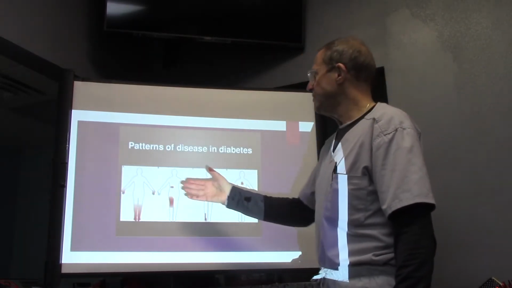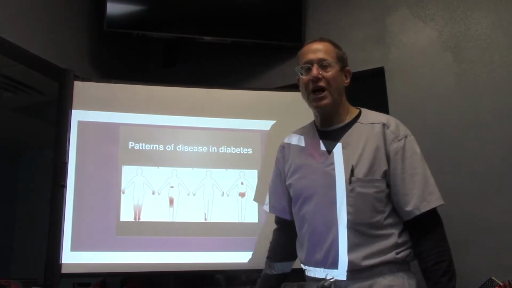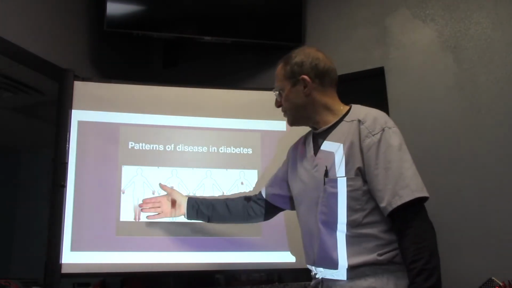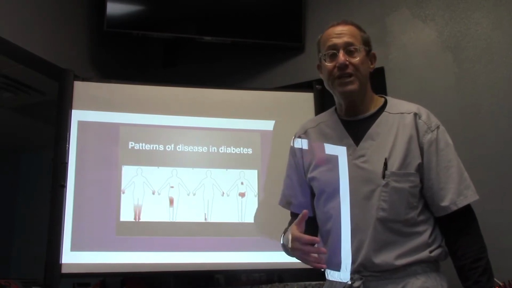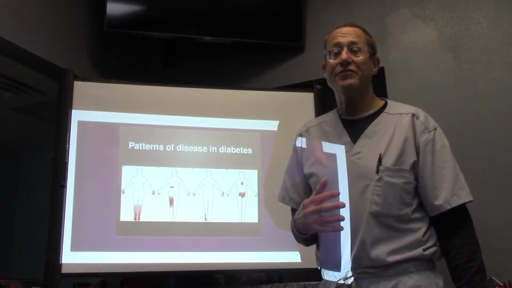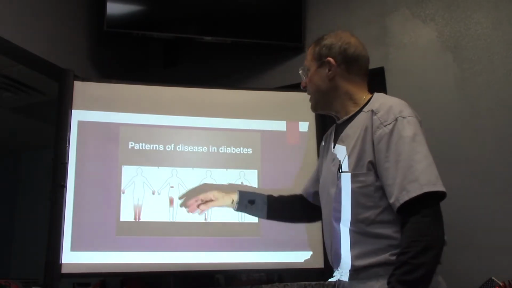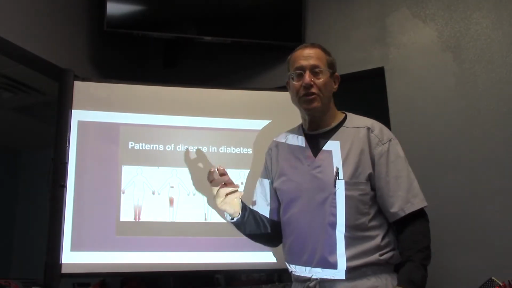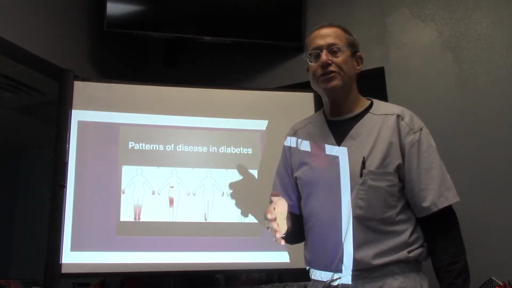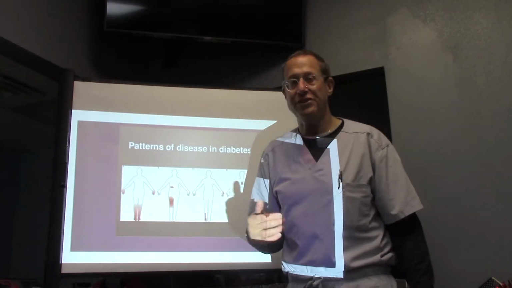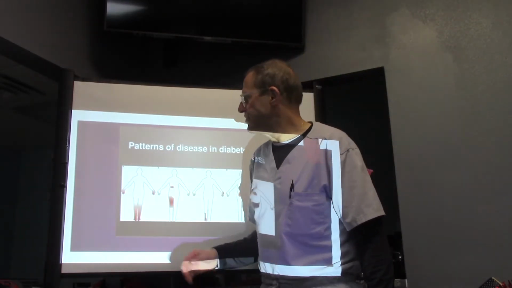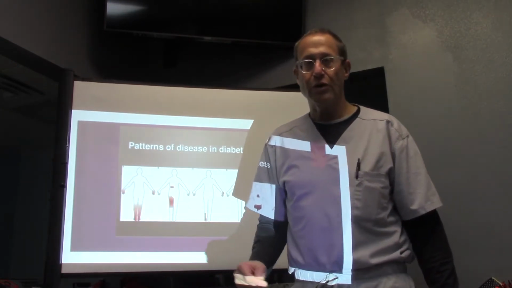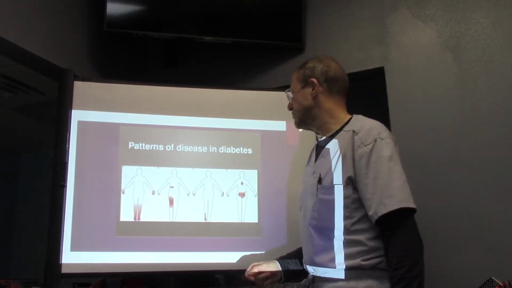Patterns of disease in diabetes. This is the most common, where a person will start to develop sensory loss in the feet, and then it'll progress up to the legs, to the knees, and then after that they'll usually start getting it in the hands. But most of the time, in patients that I've seen over 30 years of experience with this, we see it primarily in the lower extremities first and then the upper extremities.